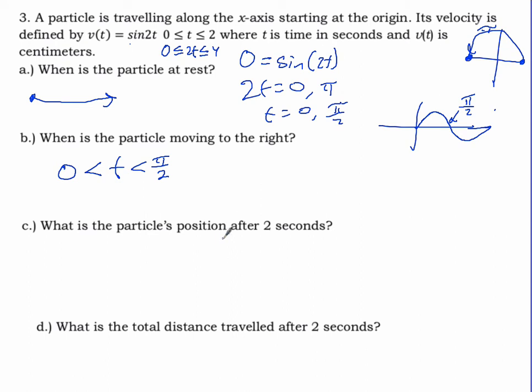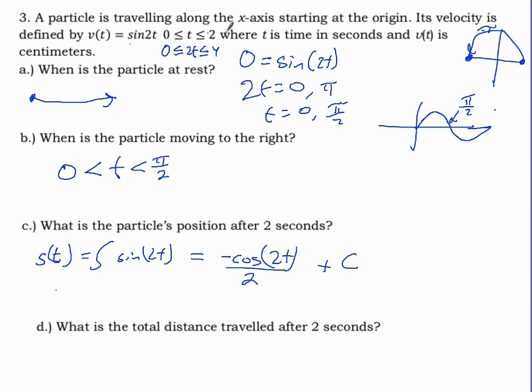What is the particle's position after 2 seconds? So you need to find a function for the displacement. Okay, so we need to integrate this. So if you integrate sine 2t, you get negative cosine 2t over 2. Okay, so that's that function. Plus c, of course. So remember, the constants actually matter for kinematics.